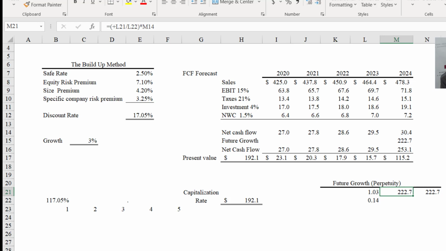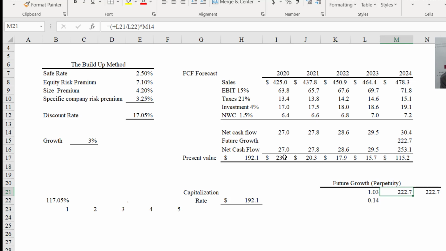Now we can actually do our analysis because I have all my cash flows. I have cash flows here in 2020, 27 million, 27.8 million, 28.6, 29.5. And when I add these two, I have 253.1 million in that fifth year. And I just simply take those and do a discount on them.